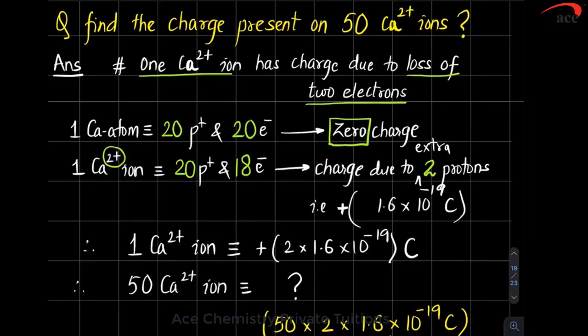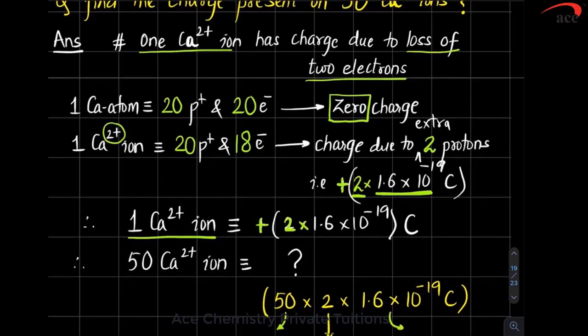That means now there will be 2 extra protons present inside the calcium ion. So therefore they will have a charge of 2 multiplied by 1.6 into 10 to the power minus 19, because this is a charge present on proton and you are dealing with 2 protons, and then you will have a plus factor because protons have plus charge. So 1 calcium ion has a charge of plus 2 into 1.6 into 10 to the power minus 19.